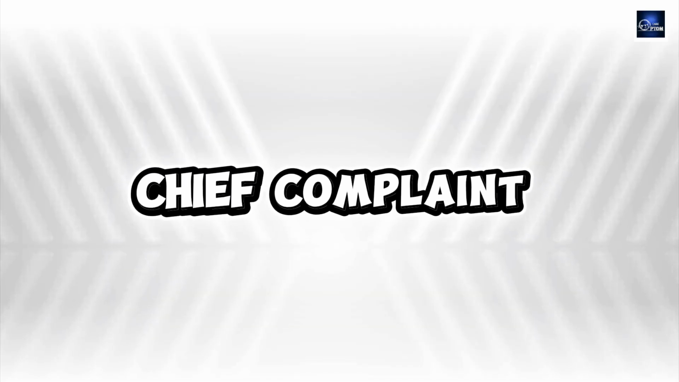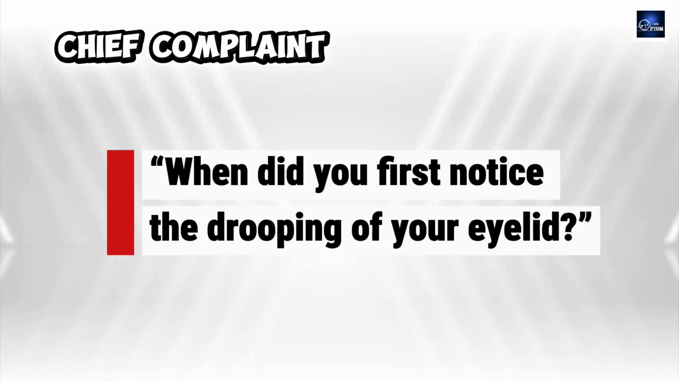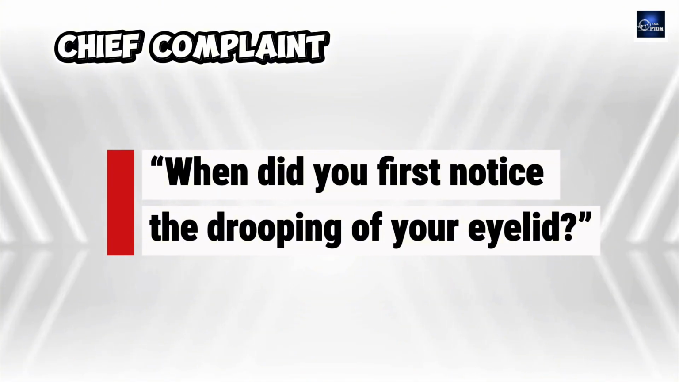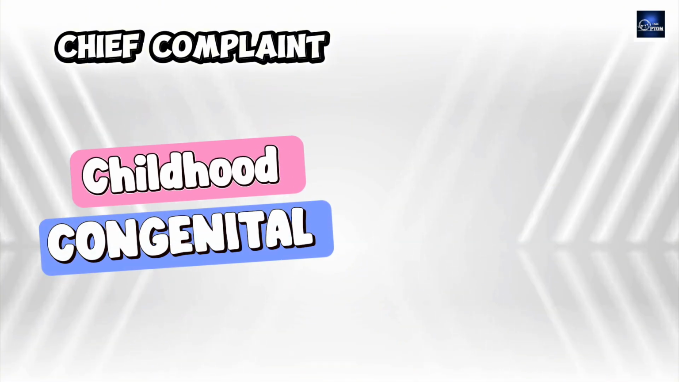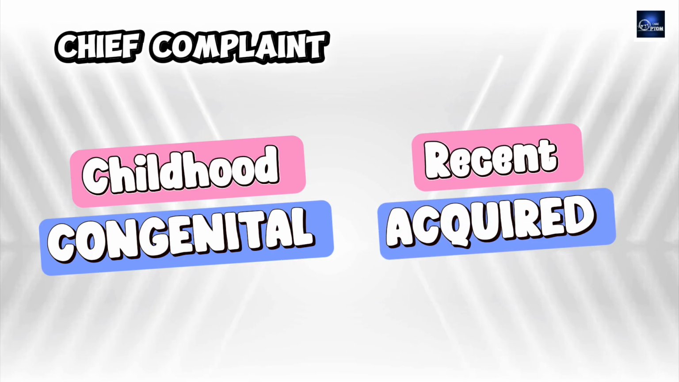We always begin with the chief complaint, using the patient's own words. Ask when they first noticed the drooping of the eyelid. This single question helps us decide whether the ptosis is congenital or acquired. If the patient says it has been present since childhood, congenital ptosis should be considered. If it started recently, we think of acquired causes.